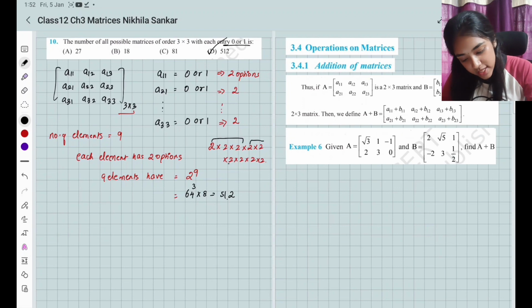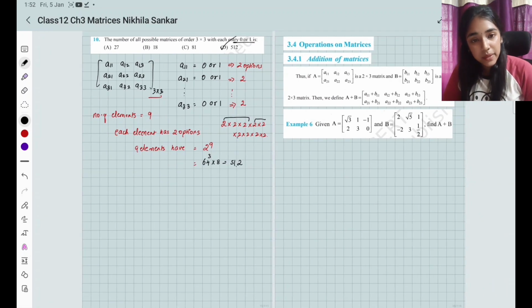2 2s are 4, 4 2s are 8, 8 2s are 16, 16 2s are 32, 32 2s are 64, 64 into 8, 512 options. Okay, so the answer is going to be option D. Okay, please copy. So with this we are done with the first exercise. Let's move on to the next topic.